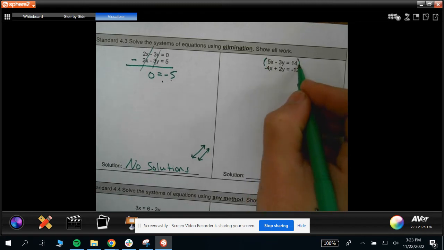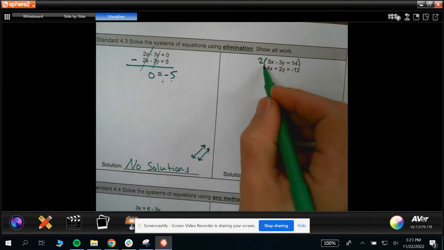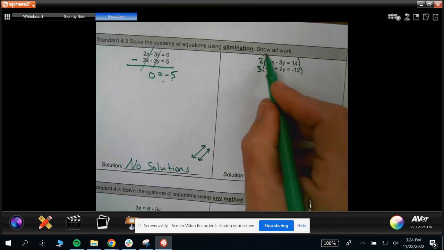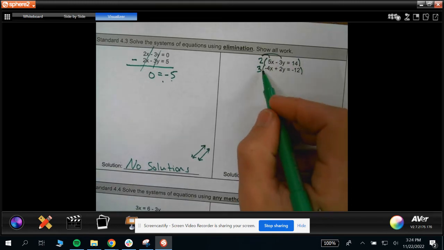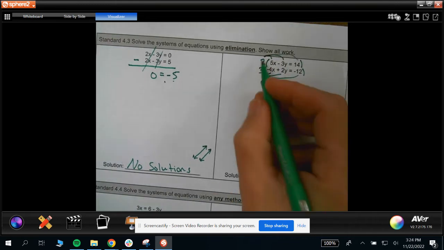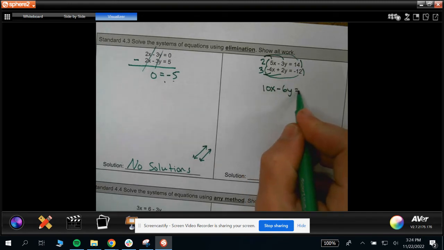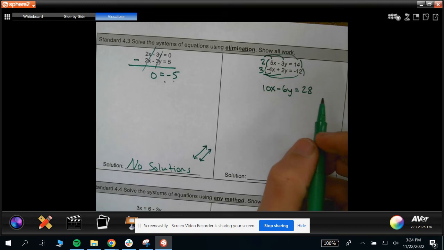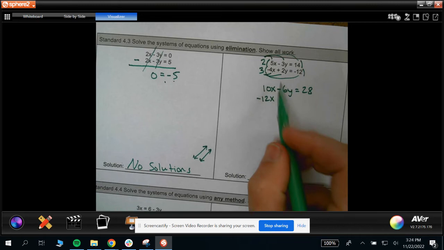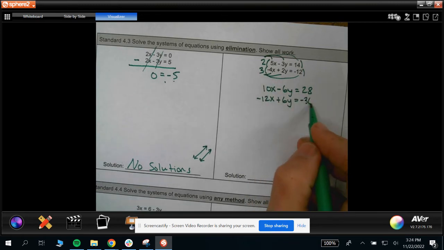So I'm going to make a 6y. How do I make negative 3y become 6? Multiply by 2. How do I make 2y become 6? Multiply by 3. Distribute. Okay? Don't forget to multiply everything on both sides. 2 times 5x is 10x. 2 times negative 3y is negative 6y. 2 times 14 is 28. 3 times negative 4x is negative 12x. 3 times 2y is plus 6y. 3 times negative 12 is negative 36.